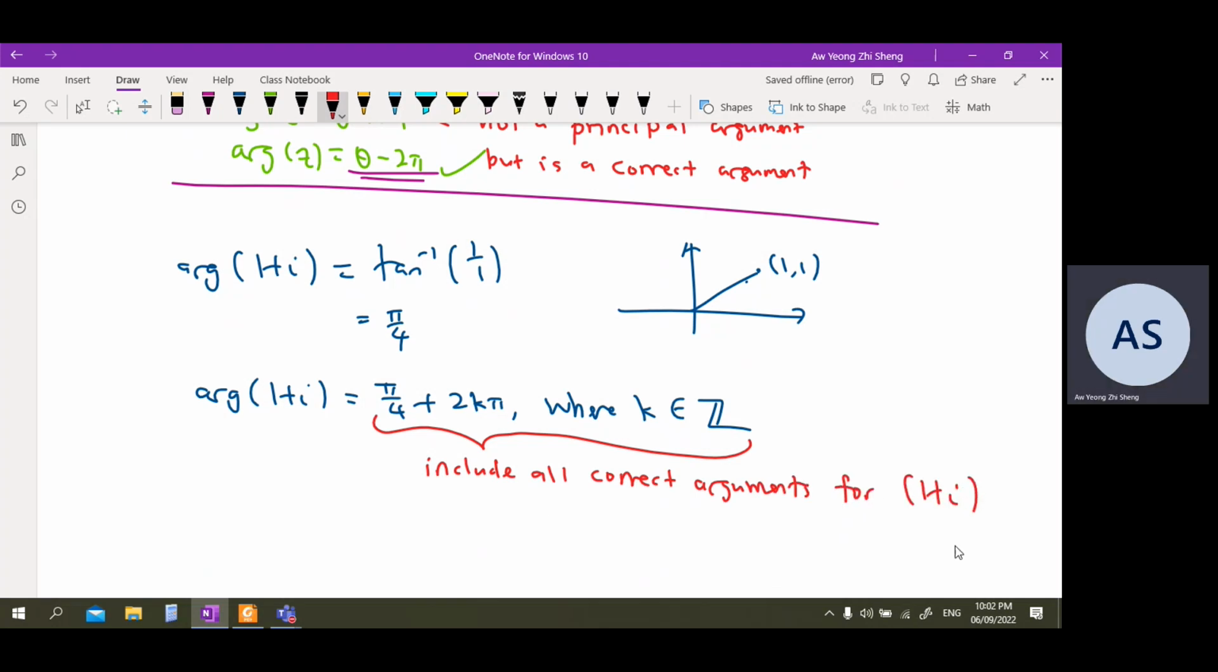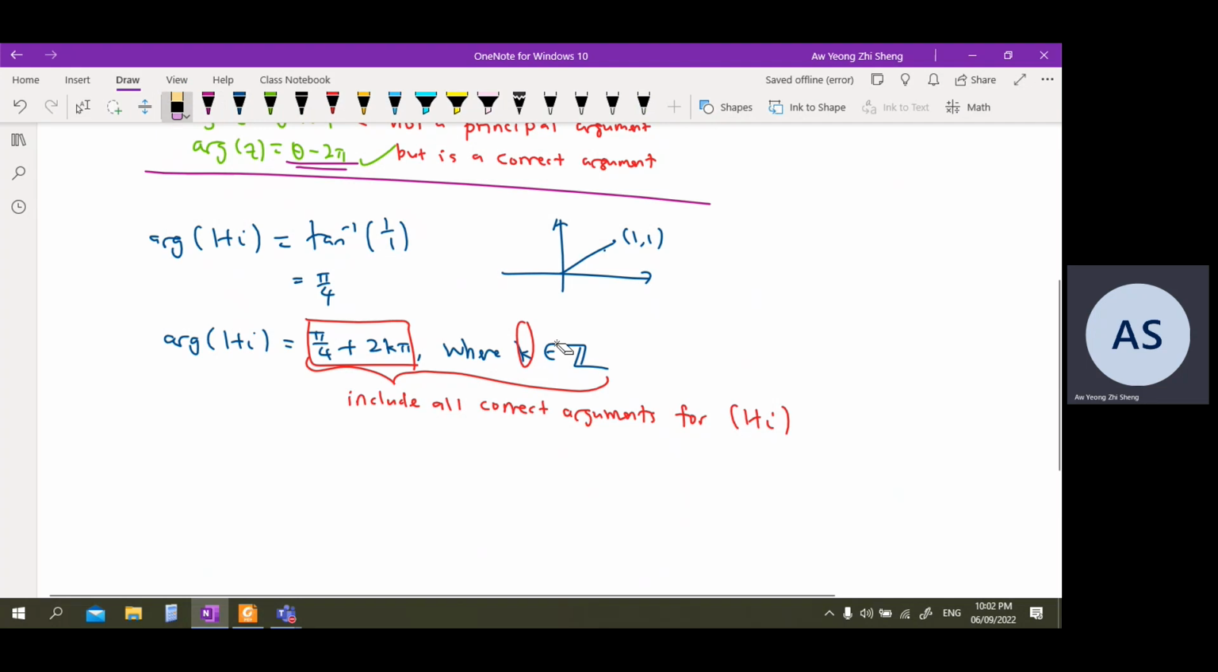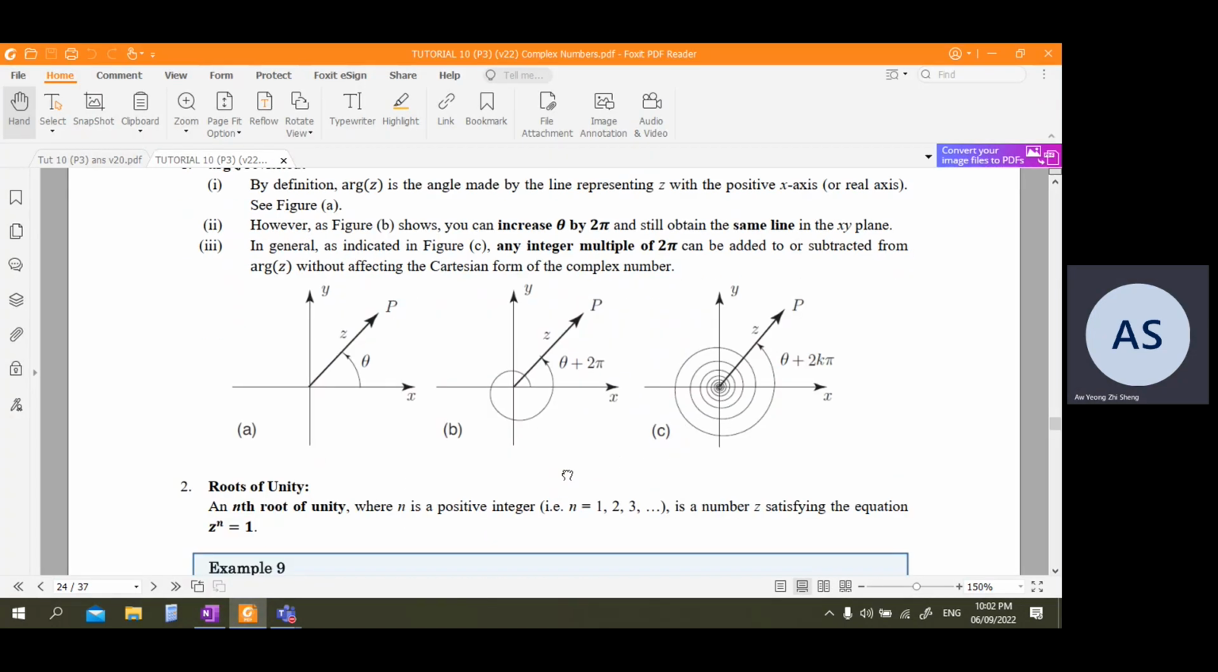For 1 plus i, when you have pi over 4 plus 2k pi, this expression has included all correct arguments for 1 plus i. And of course, there are infinitely many correct arguments since there are infinitely many integers k.